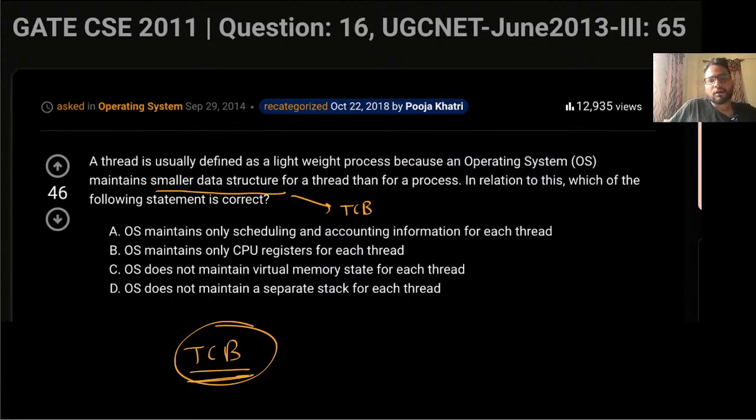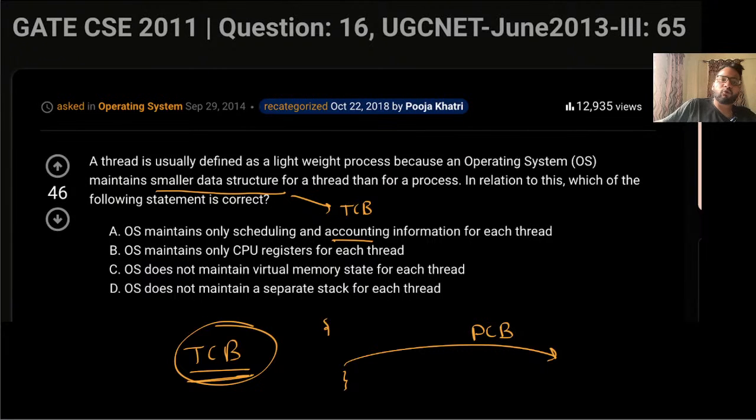Versus the PCB. The PCB might have many things, but the thread control block might be storing just a few of them, and for the rest it says to contact the PCB. They might have just a pointer to the PCB, right? So, OS maintains only scheduling and accounting information for each thread. Is this true?